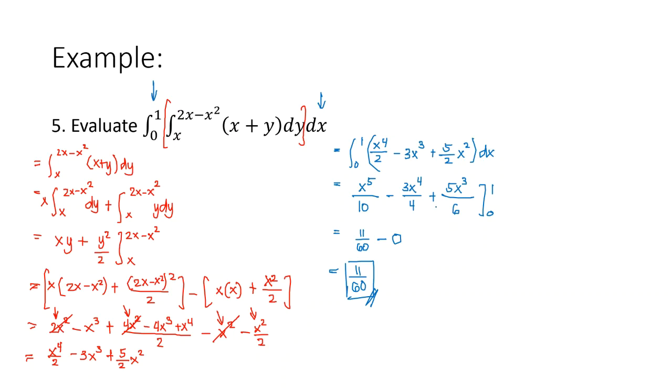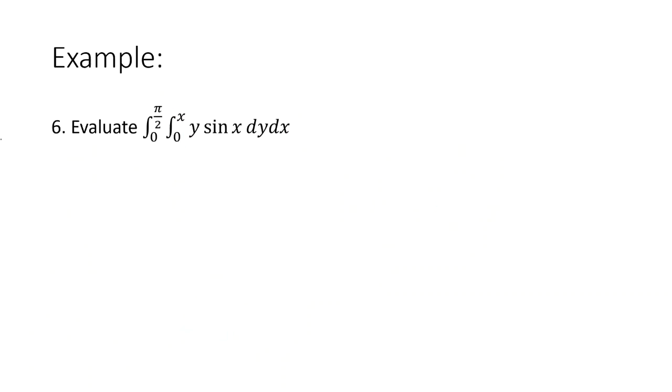We'll move on to the last example under double integration. So we have here 0 to x, y sine x dy is our inner integrand. So we'll be integrating that first. And again, since we are integrating in terms of y, sine x is constant, so you can put that out. So we have 0 to x, y dy. Integral of y dy is just equivalent to y squared over 2.